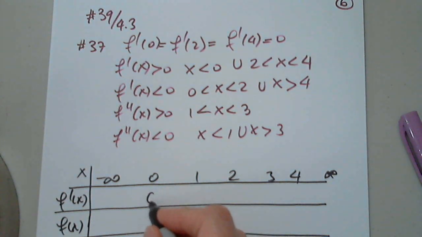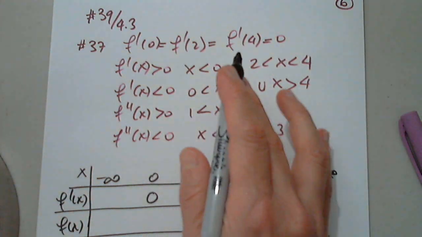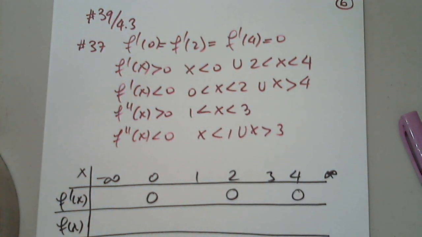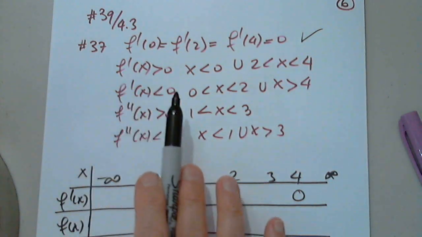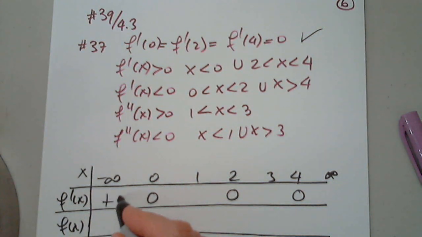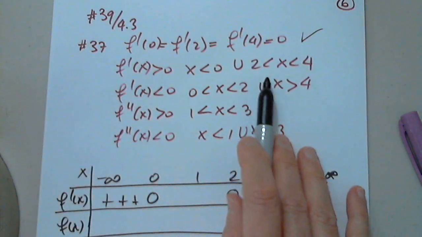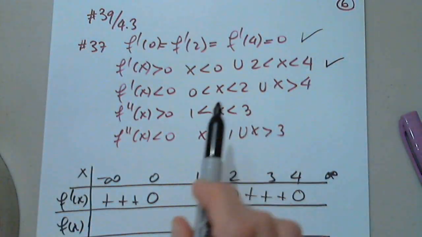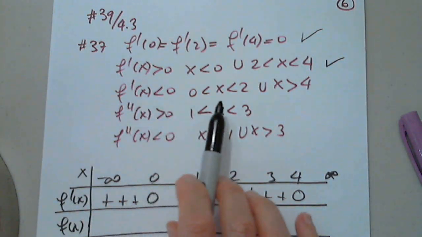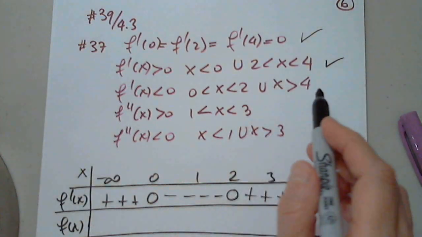F prime of 0 is 0. F prime of 2 is 0. F prime of 4 is 0 as well. So this is done. The first derivative is positive to the left of 0 and between 2 and 4. Done. The first derivative is negative between 0 and 2 and to the right of 4.